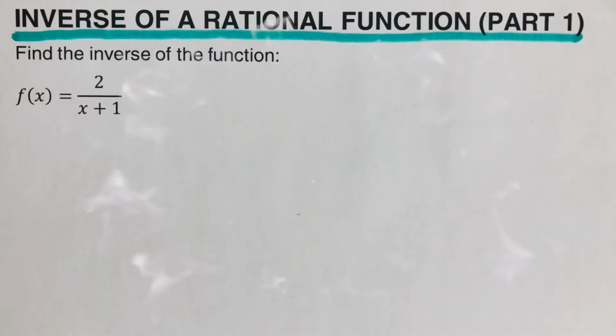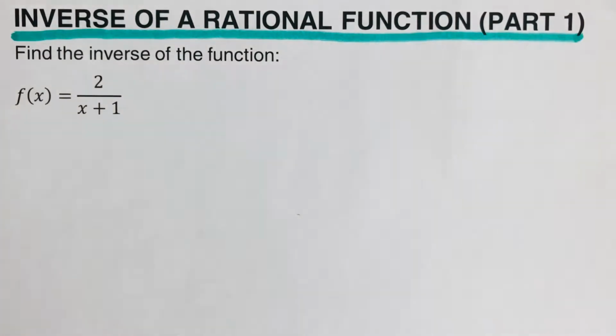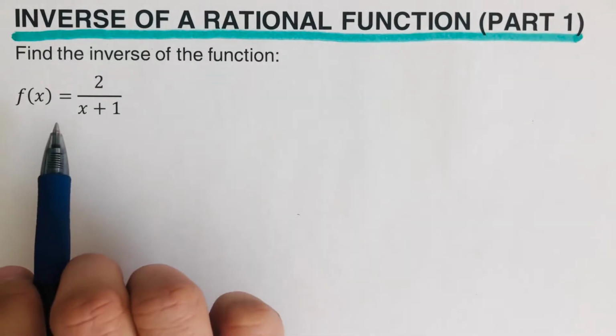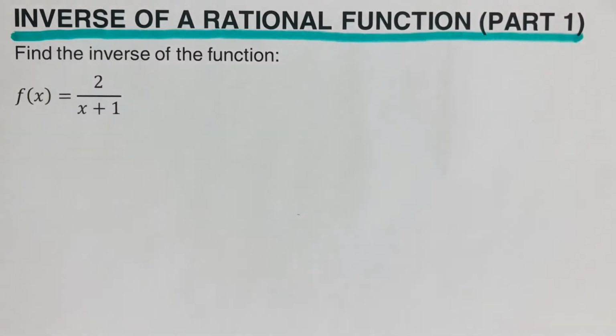Everyone, in this video we are going to determine the inverse of a rational function, and this is the first part. I'm going to show you two methods of determining the inverse of a rational function. Let's take this first example right here. Find the inverse of this function f of x is equal to 2 over x plus 1.